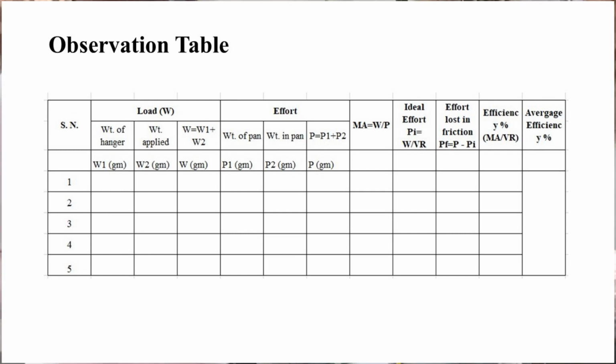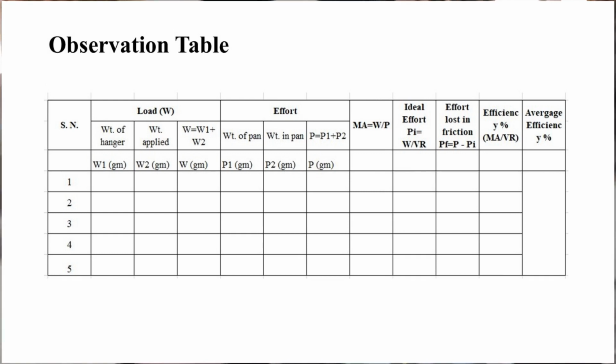The first column under effort is the weight of the pan. The weight of the pan is given, and it is the same for all readings. The weight of the pan is 65 gram, so you can note down 65 gram as the weight of the pan for all readings. Then the weight in the pan, that is the effort in the pan. We have to measure how much weight is applied to lift the load.